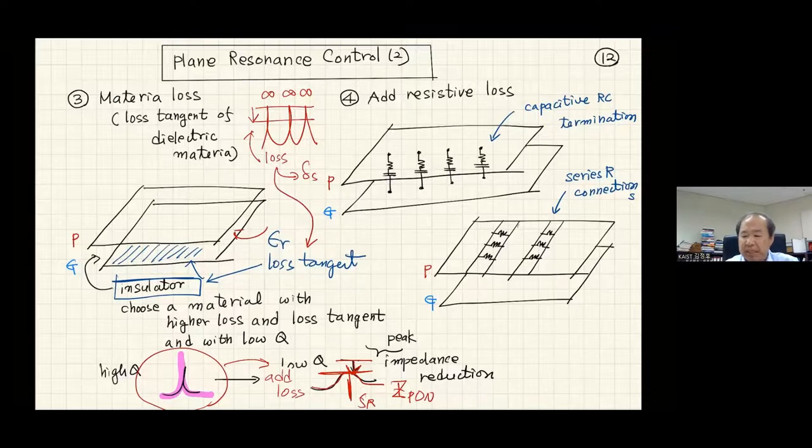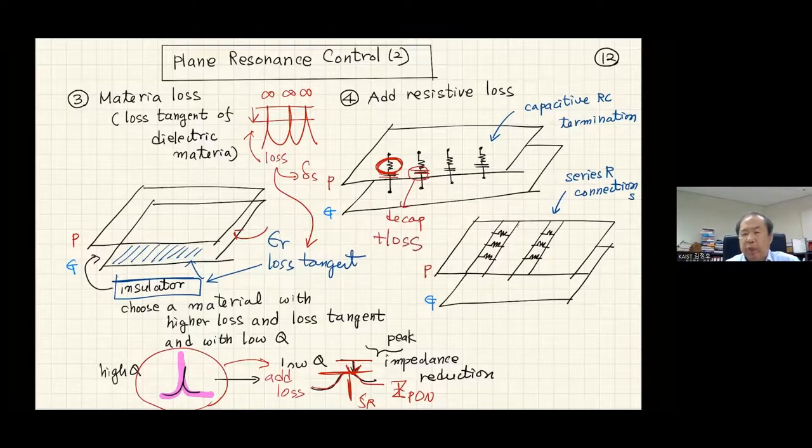Sometimes, if necessary, we can add some resistance between the power and ground plane. Of course, in DC they cannot be connected, so we have to add some capacitance. This capacitance can serve as a decap plus loss.